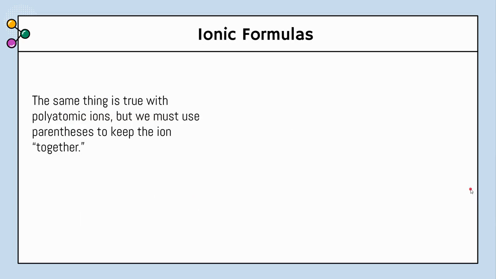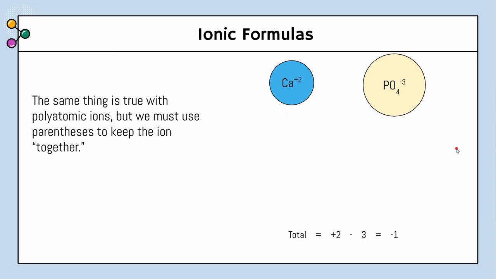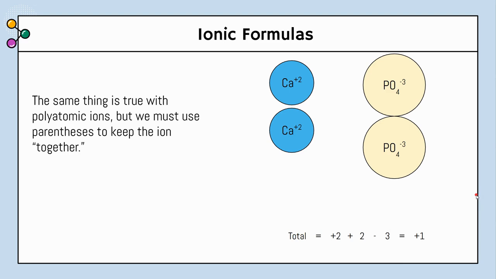The same is true for polyatomic ions, except if we need multiple, we have to use parentheses to keep that ion together. For instance, if we have calcium with a +2, phosphate with a -3, right now we have more negative than positive. We'll add another calcium. Now we have more positive than negative. We'll add another negative. Now we again have more negative than positive. I'll add another positive, and now we've reached a neutral ratio. You could have also just done the switch trick to see that we needed 2 phosphates from the calcium's charge and 3 calciums from the phosphate's charge.